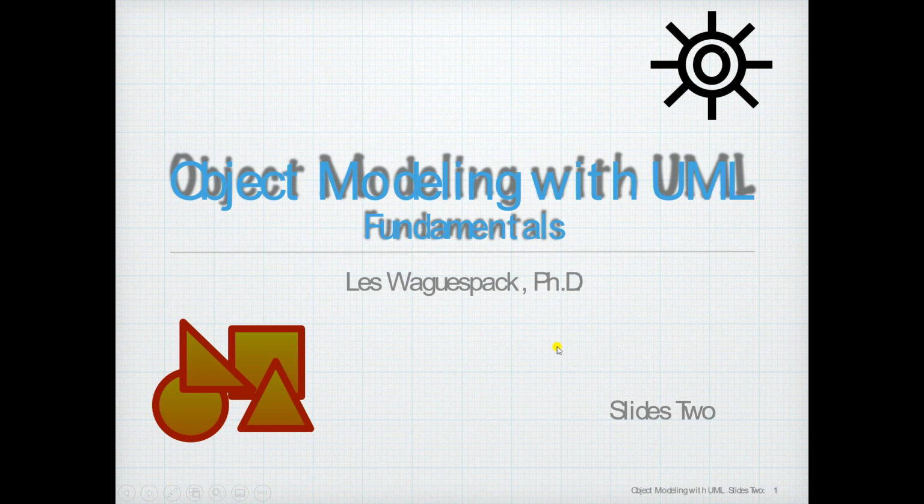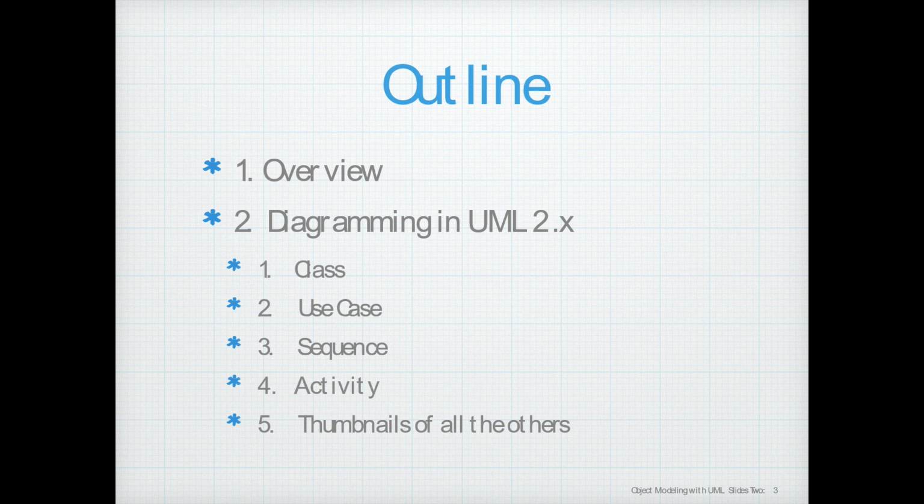Today, in the first part, we consider some topics related to UML and object modeling. Here I give you some overview and some diagrams in UML 2.0: the class diagram, use case diagram, sequence diagram, and activity diagram.